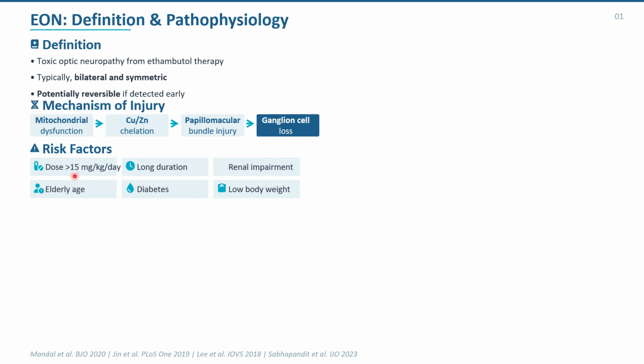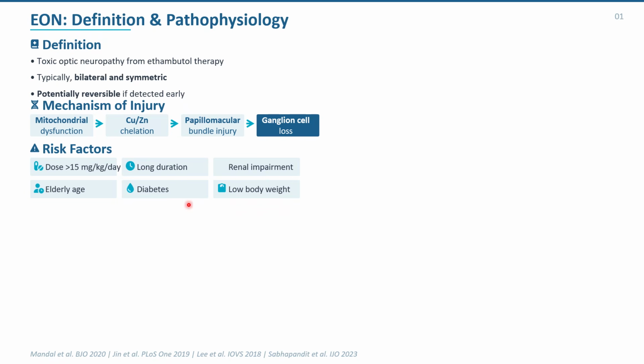One of them is when the patient receives a daily dose more than 15 milligram per kg per day. Usually the dose is between 10 to 15 milligram. However, if he received this for a longer duration, more than 6 months, this carries high risk, especially if there is comorbidity with diabetes or renal impairment. The incidence will be more, and the older the patient, the more the risk of this complication.